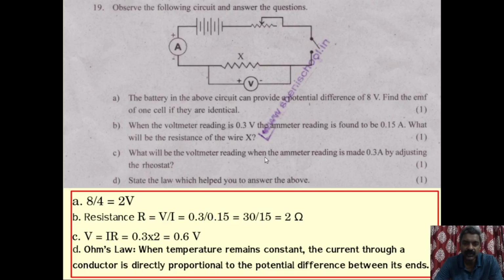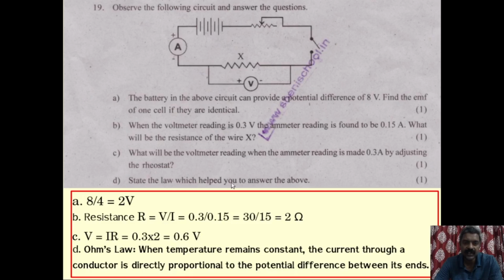What will be the voltmeter reading when the ammeter reading is made 0.3 ampere by adjusting the rheostat? The resistance of this conductor is constant and which is 2 ohm and the current increases. Now what happened to the voltage? According to Ohm's law, the current increases, voltage also increases. Here V is equal to I into R. The new current is 0.3 ampere. The resistance is 2 ohm. So 0.6 volt is the potential across this conductor X.